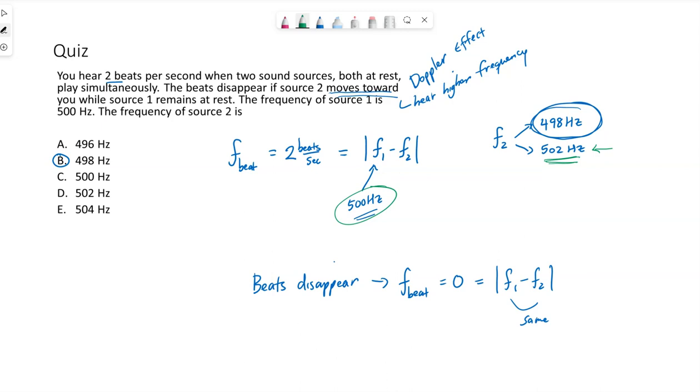Okay. And interestingly enough, you could figure out how fast source 2 had to move towards you, right? The frequency we hear would need to be the 500. The actual frequency is 498. So you could set up the Doppler equation and find out how fast that source was moving if you wanted to. Okay.